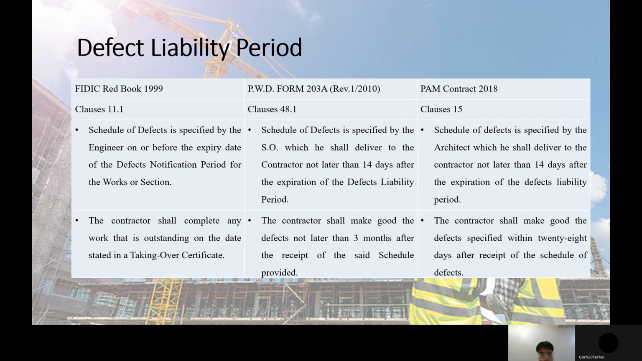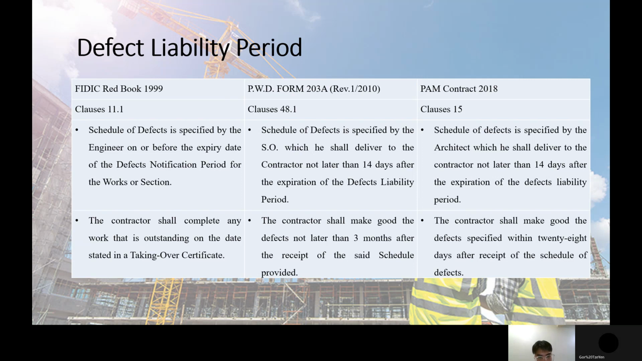Next is PWD Form 203A, which uses clause 48.1. The schedule of defects is specified by the SO, which he shall deliver to the contractor not later than 14 days after the expiration of the defect liability period.